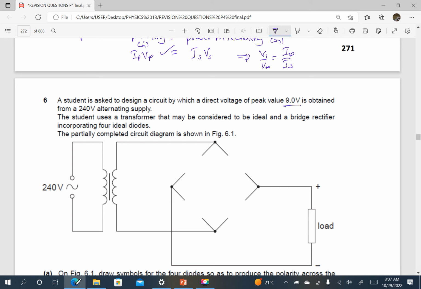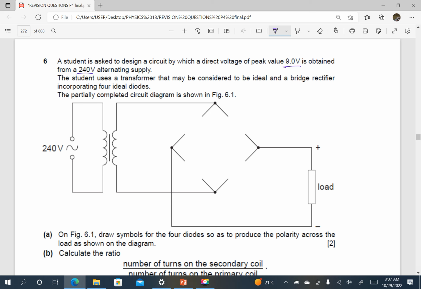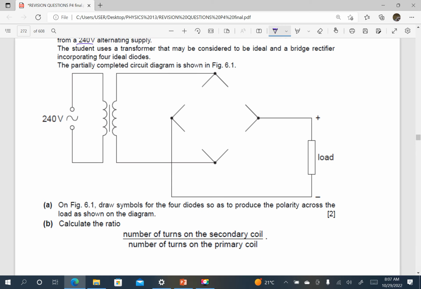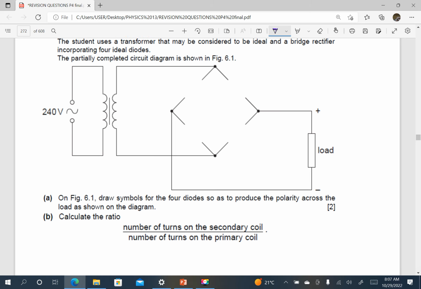A student is asked to design a circuit by which a direct voltage of peak 9.0 volts is obtained from 240 volts. The student uses a transformer that may be considered to be ideal, that is 100% efficient, and a bridge rectifier incorporating 4 ideal diodes. The partially completed circuit is shown in the figure. Draw symbols for the 4 diodes so as to produce a polarity across the load as shown in the diagram.